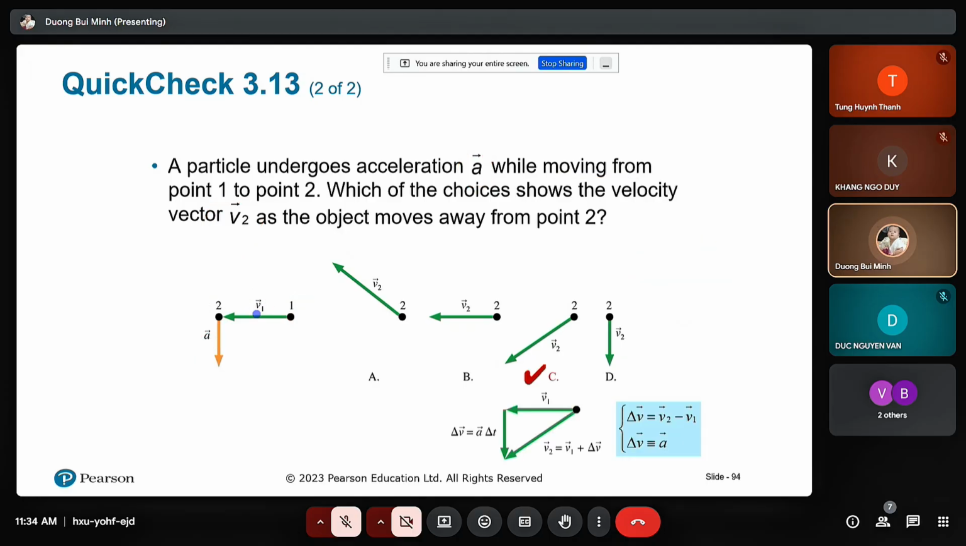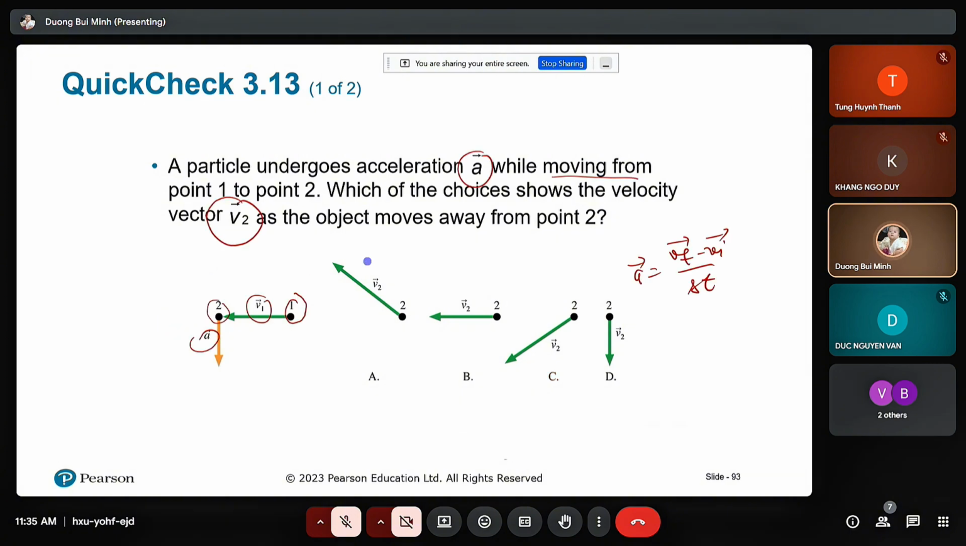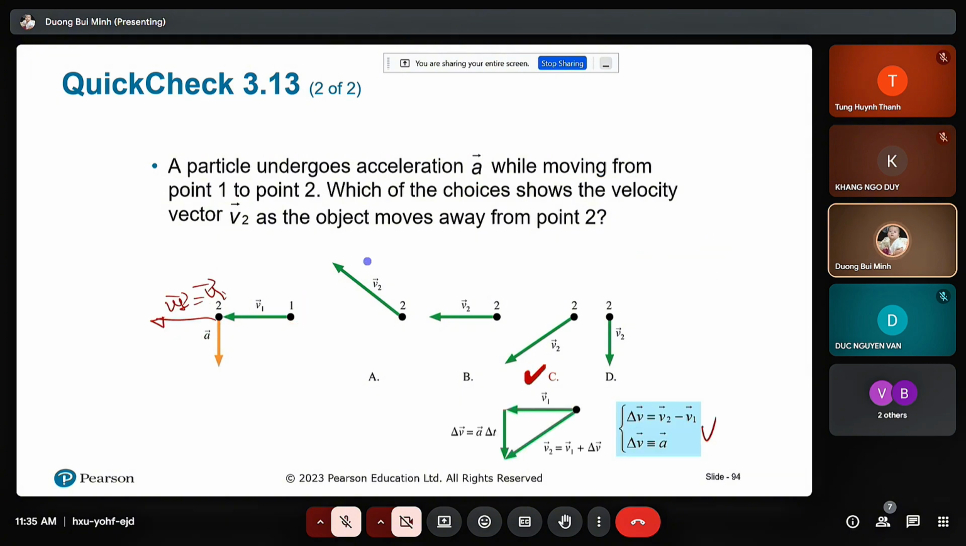The answer will be C, of course. You just remember the formulas. You just move with the Vi, V1 here, right? And A plus V1, with V1 meaning Vi. And A is Vf minus Vi, so Vf is A plus Vi. So you can get Vf, and Vf is V2. See? Good.